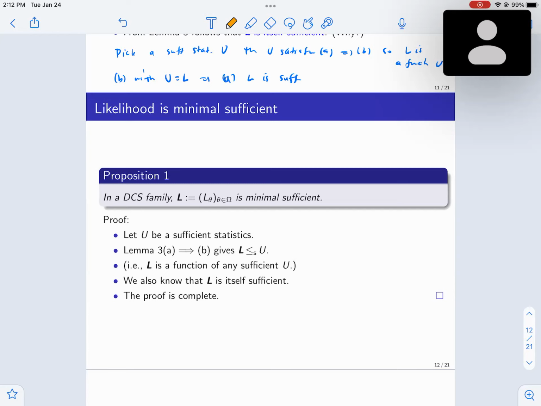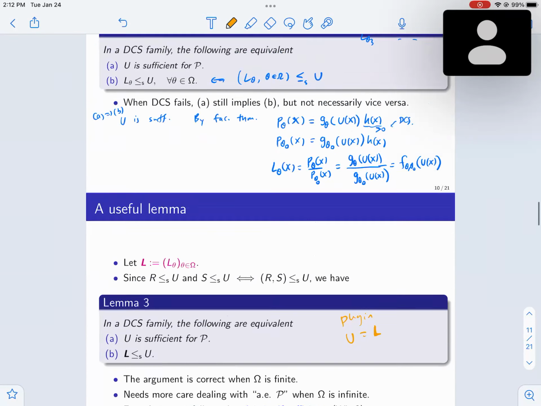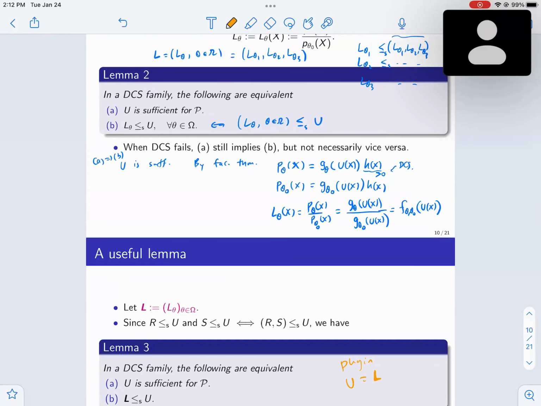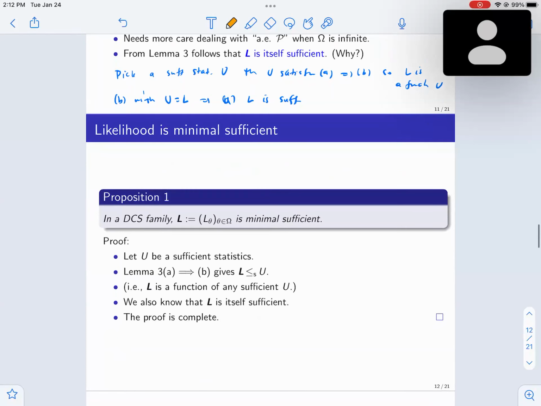Okay. That's like a short proof, basically manipulating a bunch of things. The only real result was this lemma 2. The rest is just arguing from this. Okay. Questions? Comments?